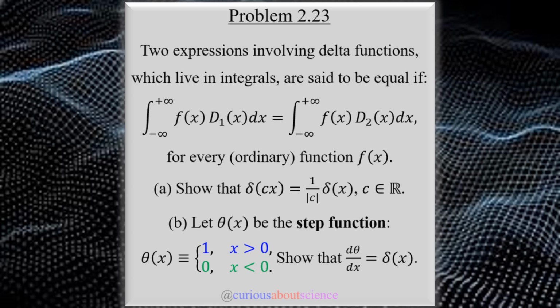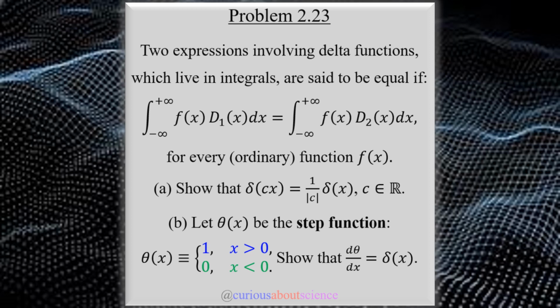But for this question, what we're asked to do is to prove or demonstrate an equivalence of two expressions in A and B using the definition with the integrals as stated here, which says that two expressions involving delta functions which live in integrals are said to be equal if we have the integral of f of x times d1 of x, and this expression holds the delta function, is equal to the integral of f of x times d2 of x dx, which has another delta function.